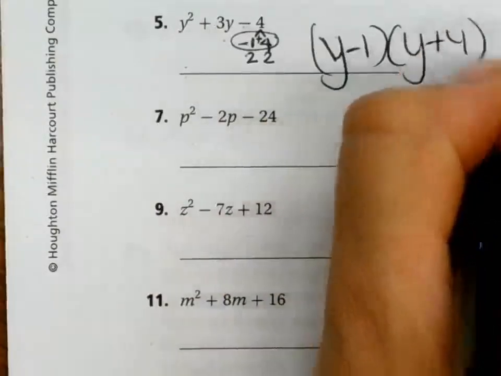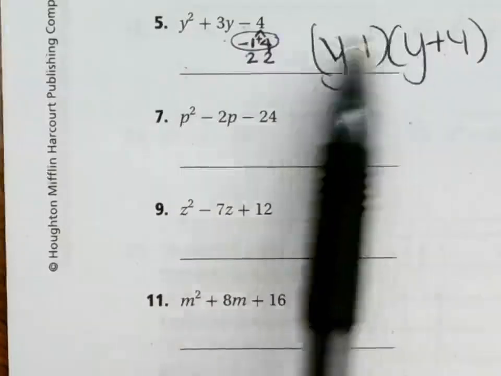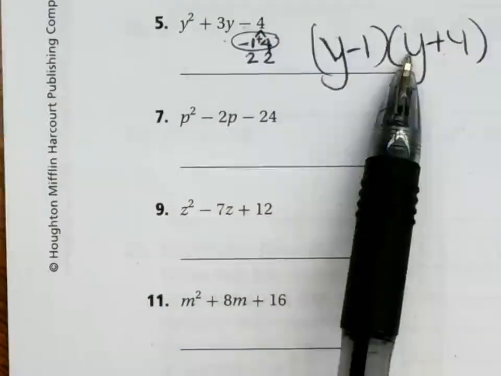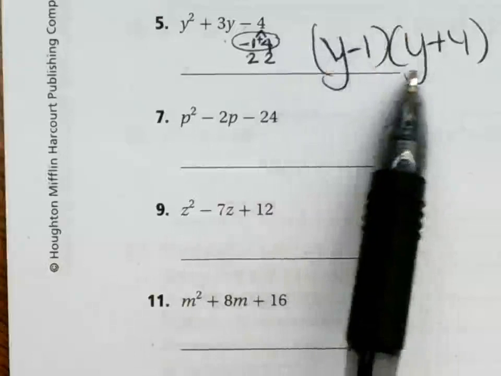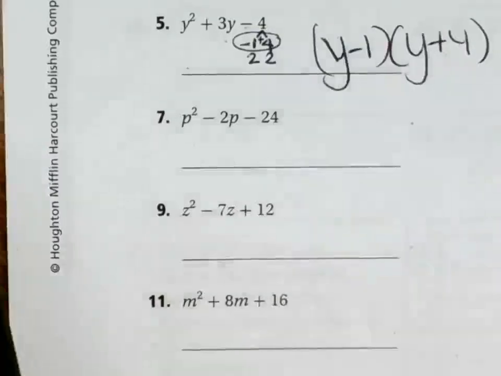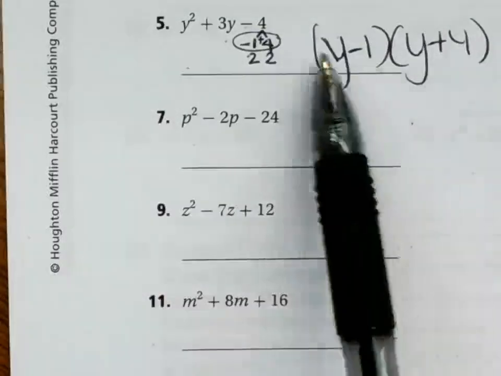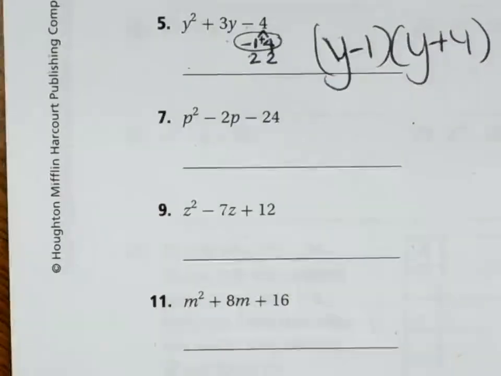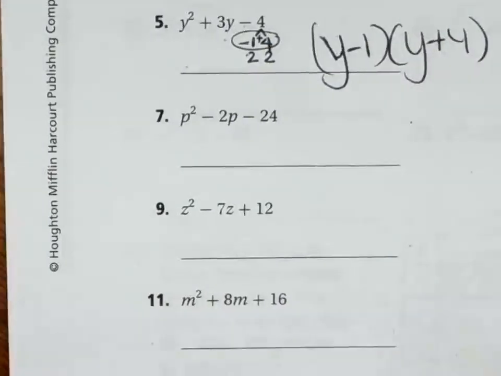And you can quickly think about it in your head. y squared plus 4y minus 1y is y squared plus 3y, right? Minus 4. You can quickly FOIL it out and think about what's going on. Try number 6.